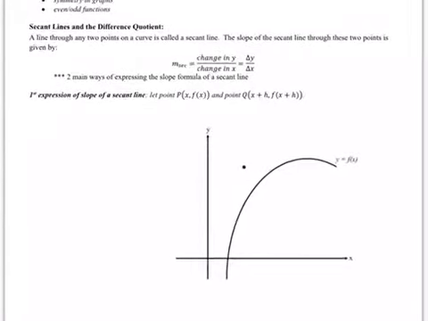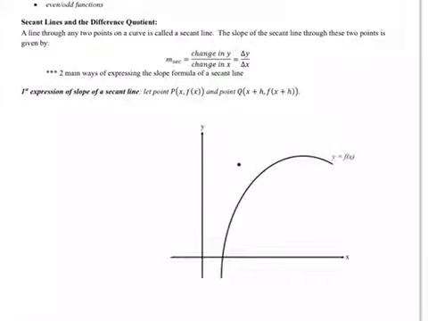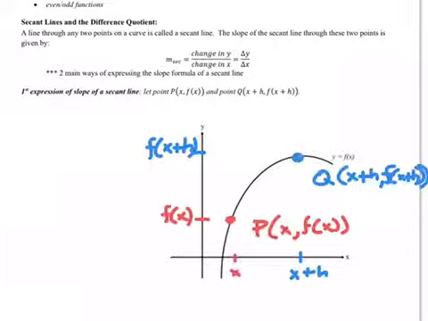The first one, we're going to go ahead and plot 2 points. Let's call this P and Q. I'll go ahead and plot these. So here we have the points P and Q with inputs of x, f of x, and x plus h, f of x plus h. Now this distance right here represents h, that change there.